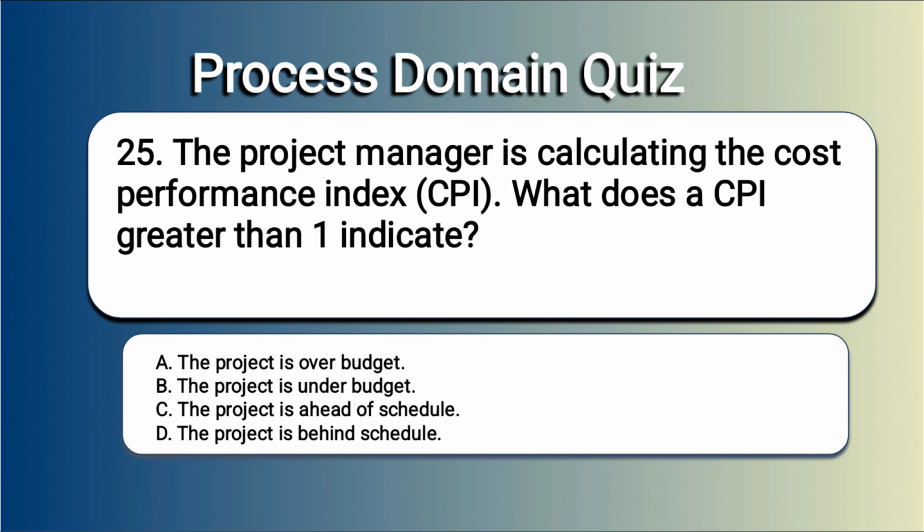25. The project manager is calculating the Cost Performance Index, CPI. What does a CPI greater than 1 indicate? A. The project is over budget. B. The project is under budget. C. The project is ahead of schedule. D. The project is behind schedule.